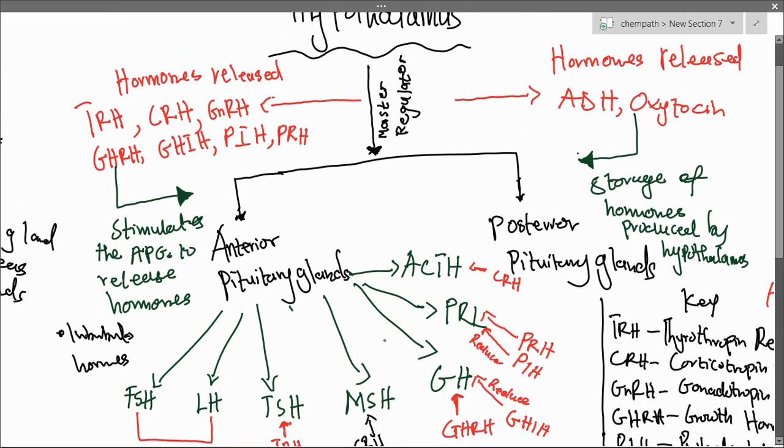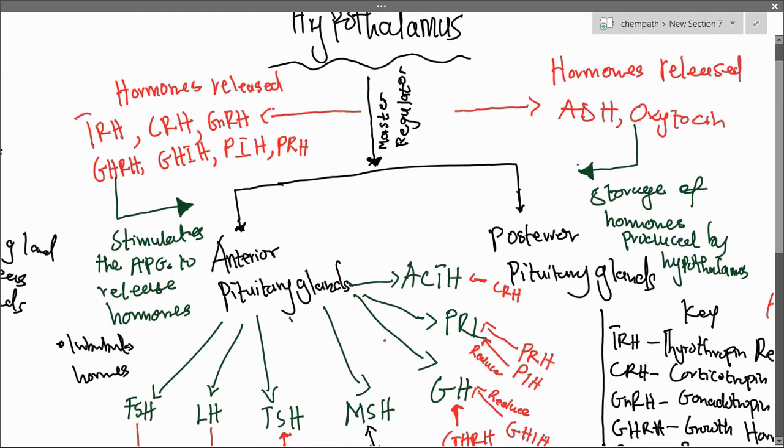So all that you have to notice is that the hypothalamus is the master regulator, and the hypothalamus produces hormones, and some of these hormones affect the anterior pituitary gland to stimulate other hormones, and some of these hormones are stored in the posterior pituitary gland. So storage and stimulation. The hormones stored in the posterior pituitary gland are ADH and oxytocin. And the hormones that stimulate the release of other hormones by the anterior pituitary gland are the TRH, CRH, GnRH, the growth hormone releasing hormone, the growth hormone inhibiting hormone, the prolactin inhibiting hormone, and the prolactin releasing hormone.